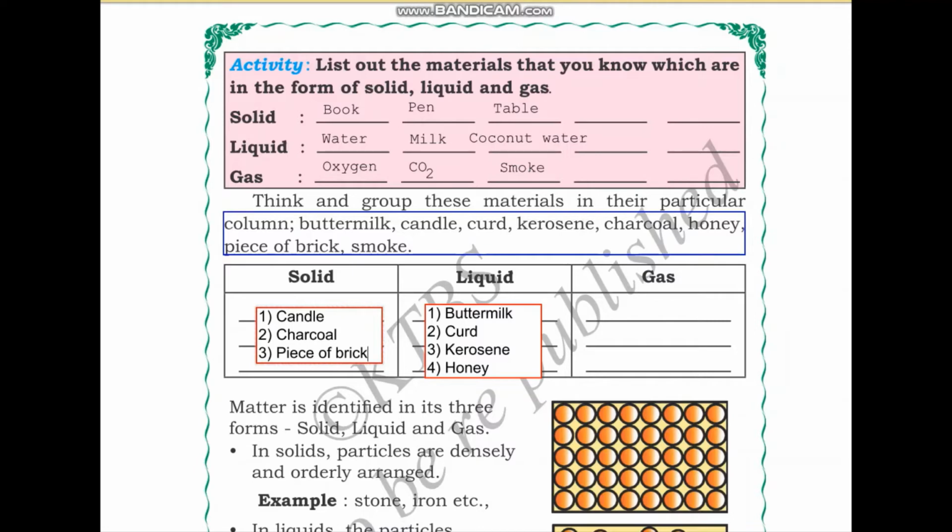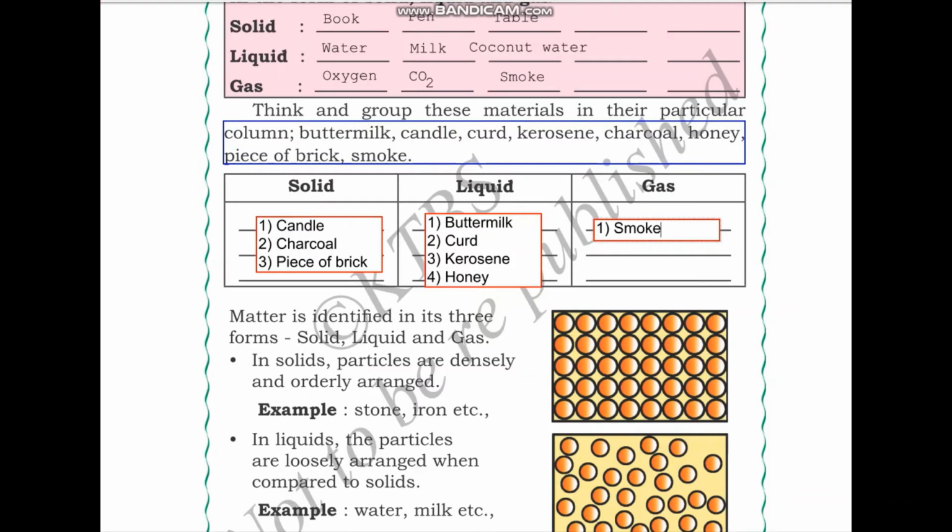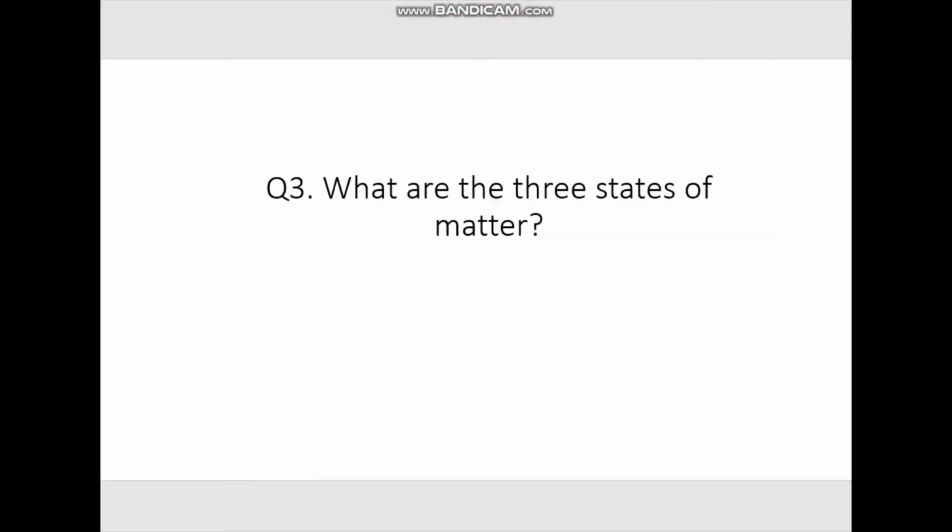Finally, we have to classify smoke, and we had just realized that smoke is a gas because it is spreading, it cannot be held in our hands, and it can be experienced. Therefore, smoke is a gas. Now it is time for a quiz. The question is, what are the three states of matter? So, what are the three states of matter? The answer is solid, liquid, and gas.